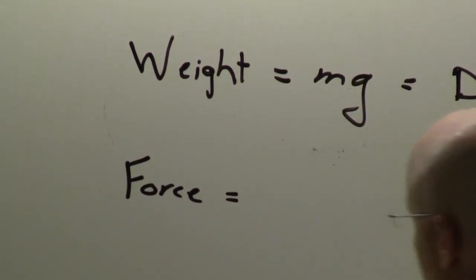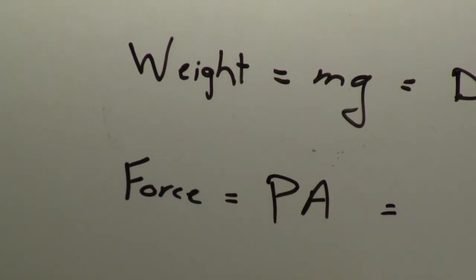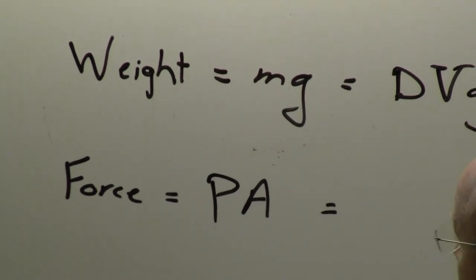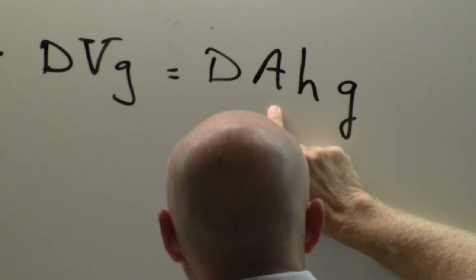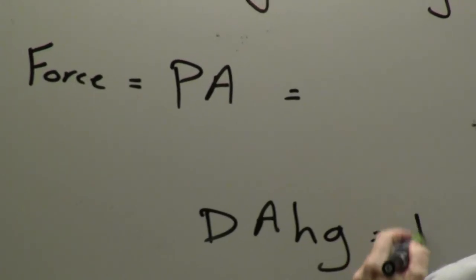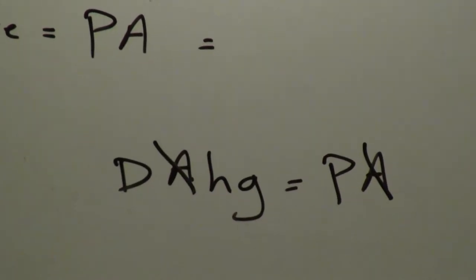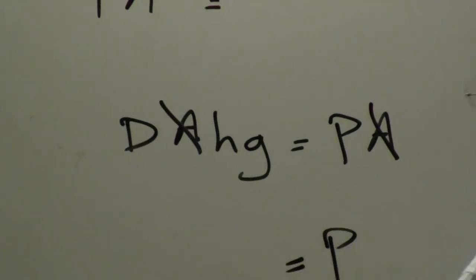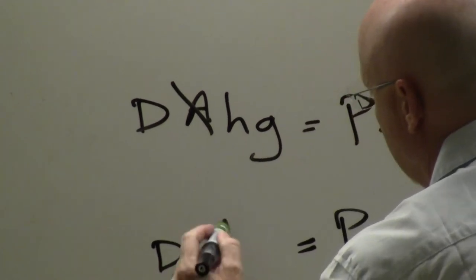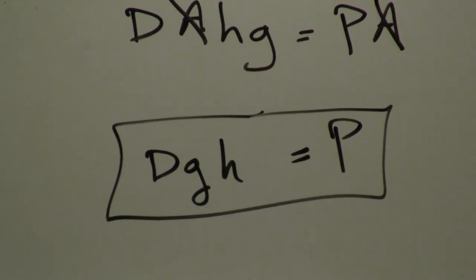And going back to last chapter, I would say the force is then pressure times the area. And if those two are supposed to be equal, so the density of the fluid times the area of that little column times the height of that column times g is supposed to equal the pressure times the area, you can see that the area cancels off, and we come up with an equation that I'm going to write with the H at the end of it and put a little box around it.